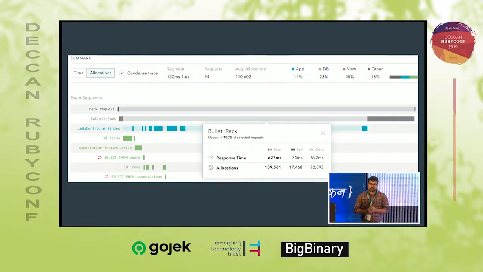Bullet is a gem that is used for detecting n plus 1 queries. It was pretty good of the developers to include this bullet gem so that in development mode, it can show you all the n plus 1 queries that are there in your application. And while developing the application itself, you can fix those n plus 1 queries, right? But the problem was this gem was not included in just the development group of the gems. It was included in the general group. And because of that, it was also running on production.